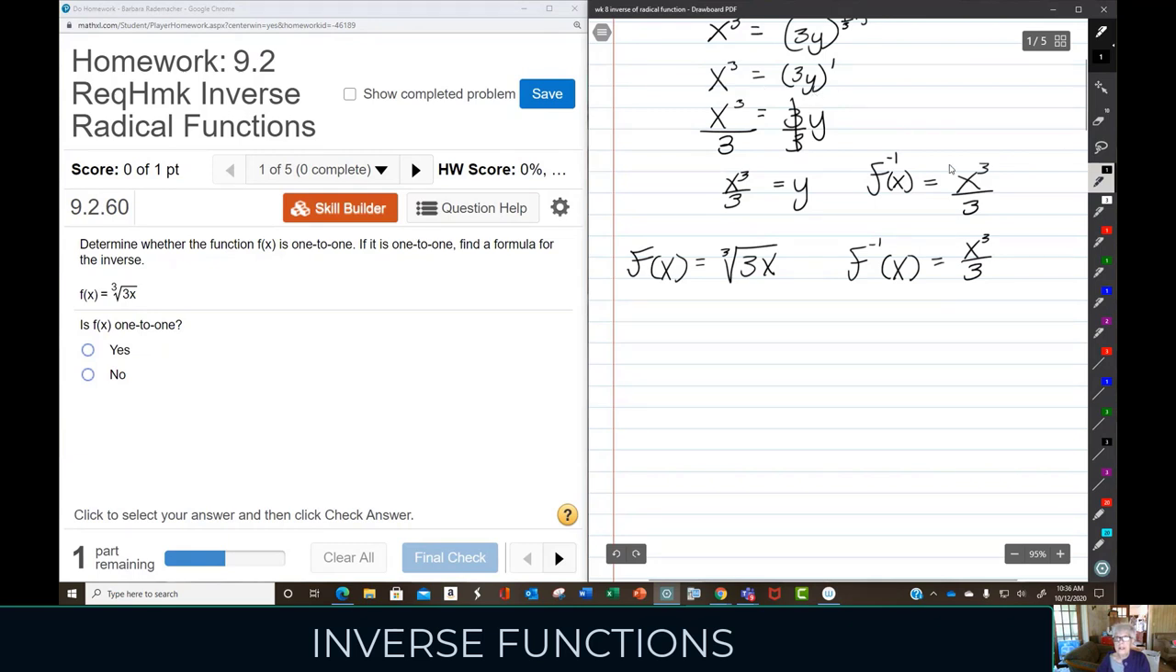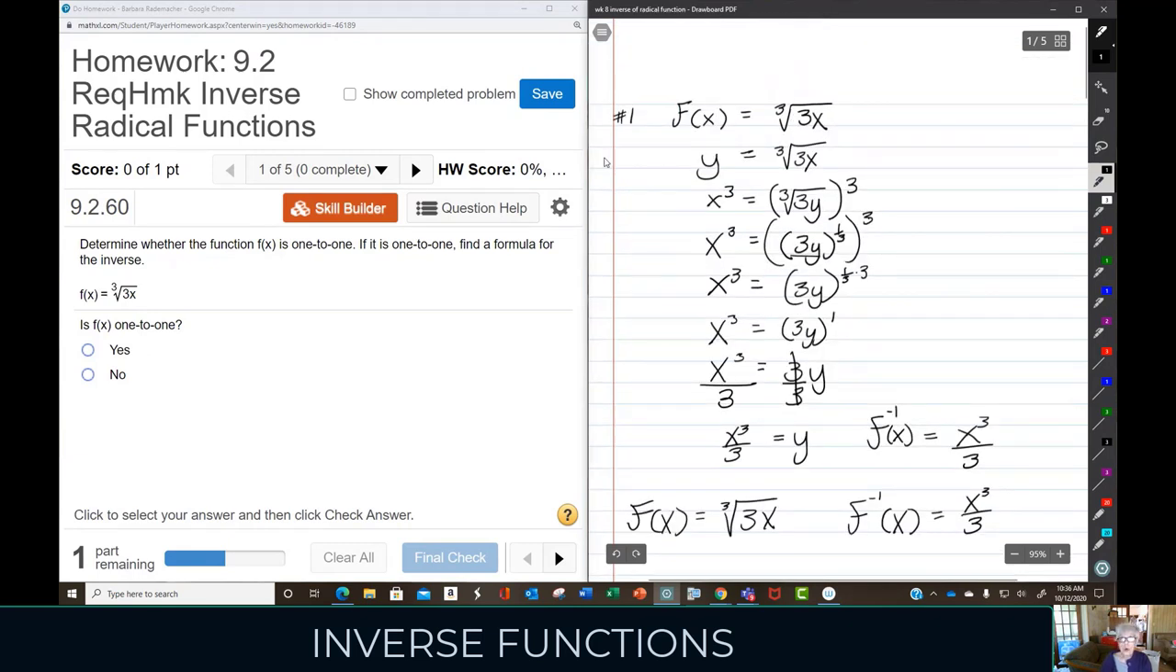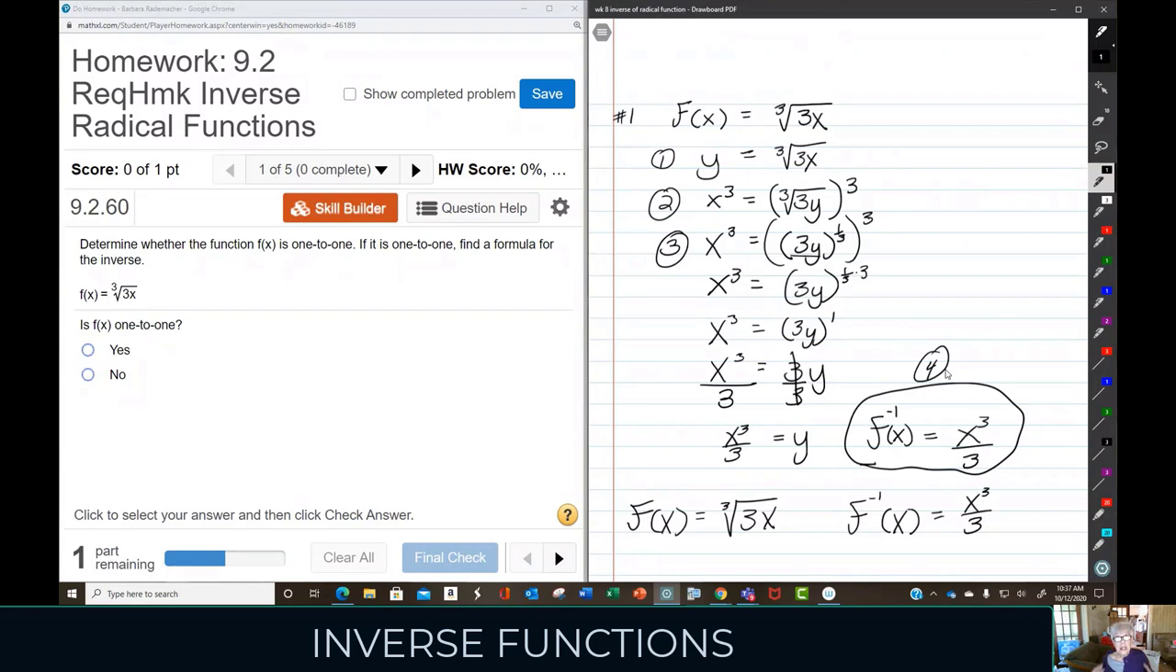Okay, now going through these steps. 1, you change the f of x to y. 2, you switch the x and the y. And 3, you solve for y, and that's the longest part. And then 4, you write what y equals as f inverse of x. We've done these before with linear functions. Now we're doing them with radical functions.